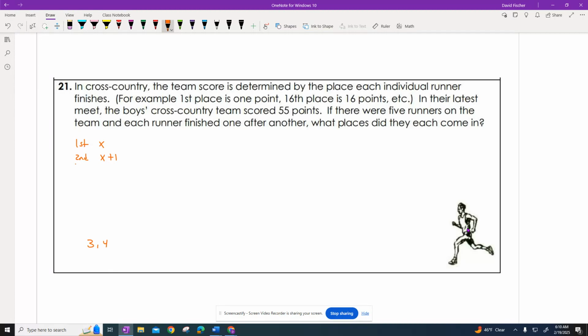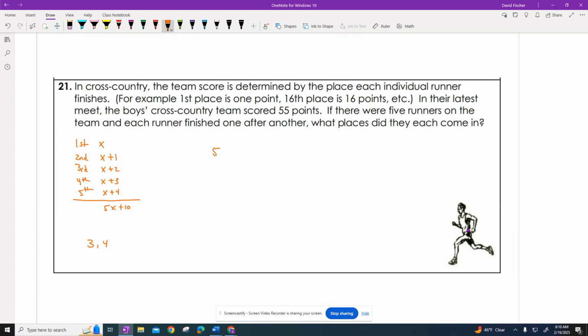How many runners do we have? 5 of them. So my third guy is going to be an x plus 2. Fourth guy is going to be the first one plus 3. And the fifth guy is going to be an x plus 4. First, second, third, fourth, fifth. Now, how many x's we got over here? 1, 2, 3, 4, 5. Well, that makes sense. There's 5 runners, so it should be 5 x's. Let's add up all these guys. 1, 2, 3, 4. I got 5x plus 10 when I have all this together.